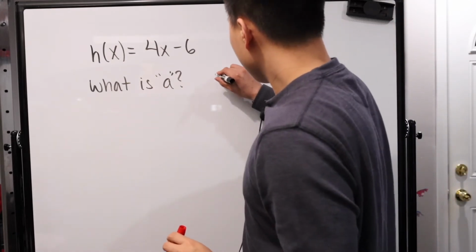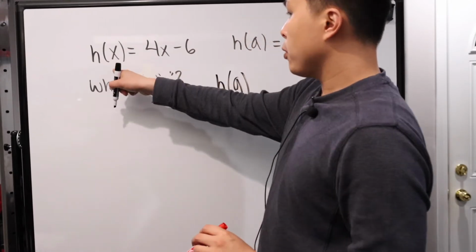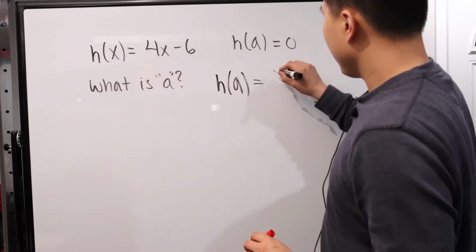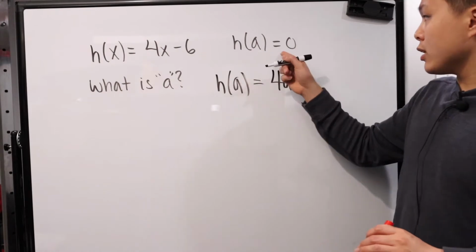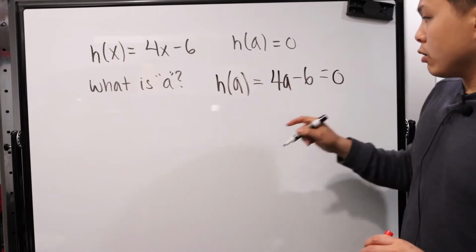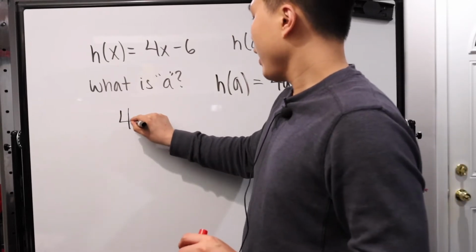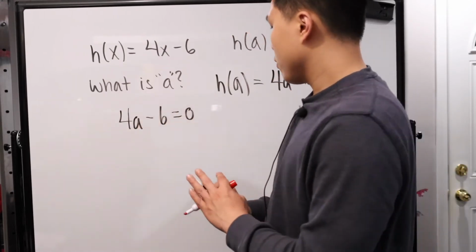So basically you have h of a, which is basically if we put in a instead of x, for where x is, we have 4a minus 6. But we also know that this whole thing equals 0. So if it's asking what is a, we're basically solving for a. So 4a minus 6 equals 0. And this is a standard solve-for-your-variable kind of problem.